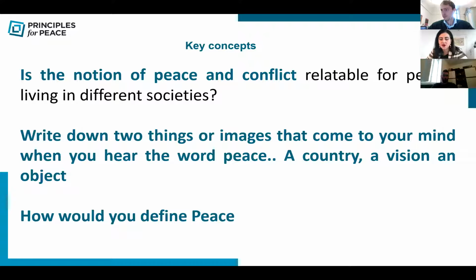So the first image that comes to your mind when you think of peace or conflict, what is it? Sorry, do you want us to write the image that we have on peace or on conflict? Well, I'd like you to do both. But first think about the word peace. What was the first image? And then when you think about peace and conflict together, what's the first thing that comes to your mind?